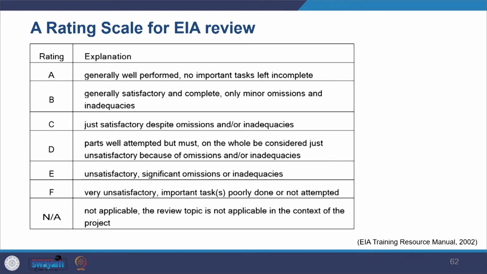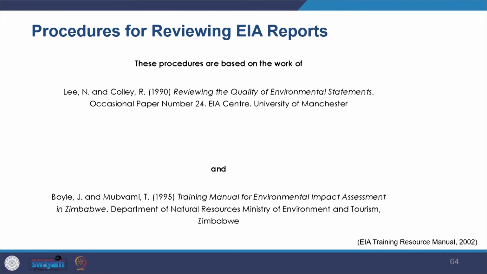Some of them, this is the scaling part which I talked about. You can have an A, B, C, D rating, and reviewers can tick these. A: generally well performed, no important task left incomplete. B: generally satisfactory and complete, only minor omissions and inadequacies in the report. As an exercise, you can look at certain reports and see how well they address all the aspects of EIA. Here, from one example from the UN training manual, and also from the Zimbabwe training manual, we see the process which is adopted for EIA reporting.